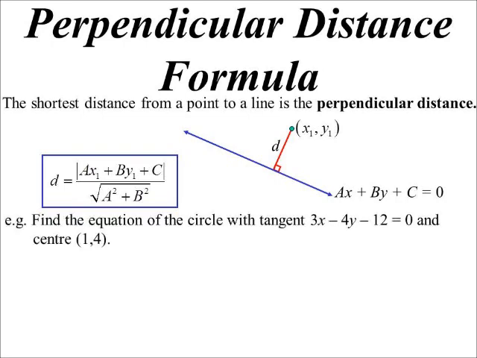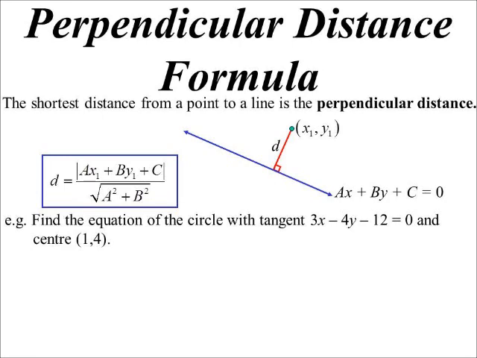So let's do an example here. And you might be thinking, well, this is a rather odd example: find the equation of a circle, and we're looking at the perpendicular distance formula. There's a theorem in circle geometry you may or may not remember, that the radius is always perpendicular to the tangent. So effectively, what we're saying here is, what's the radius of this circle? Because if we know the centre and we know the radius, we can write down the equation of the circle.